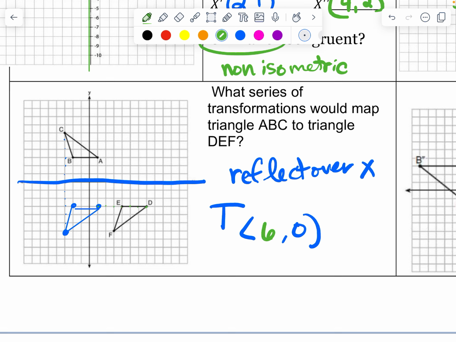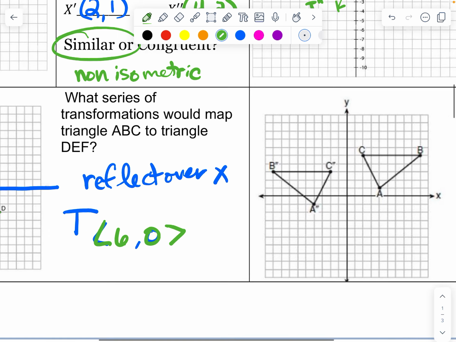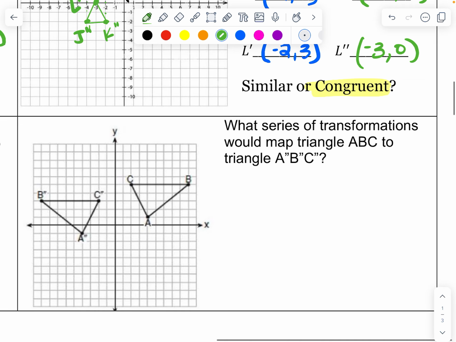If we give you these, y'all, it will be multiple choice. It will be a way that's obvious to see. We just want to see if you can figure it out. If you can figure out it's a reflection, then a translation. These are hard. We don't expect you to be able to do it perfectly.